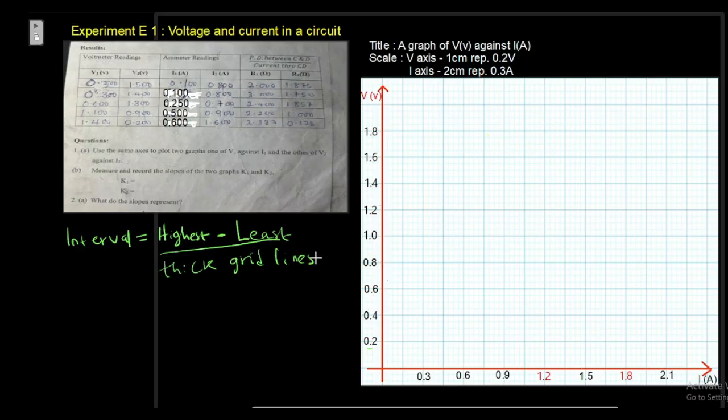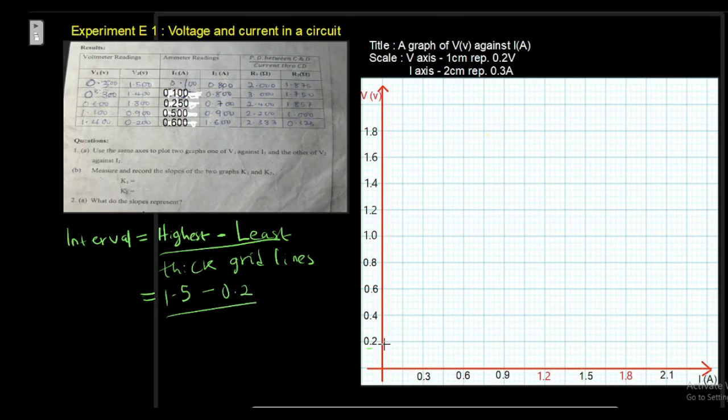So to get the scale for the vertical, we go to our table of values for V. Now it's very important to understand here that your V is not just V1, but V1 and V2 combined. So when taking your scale, you must consider the two of them. So look at V1 and V2 combined. What's the highest value and what's the least value? If you observe very well, the highest value for V1 and V2 combined is 1.5, and then the least is 0.2. So our interval here will be 1.5 minus 0.2 divided by the number of thick grid lines.